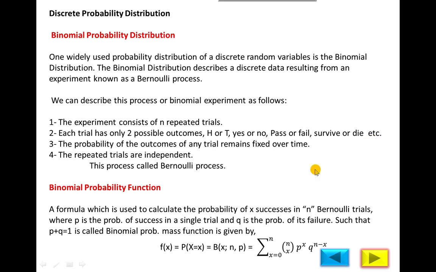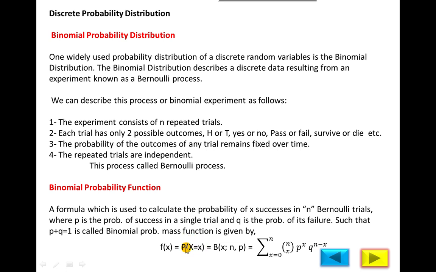So if any variable satisfies or follows these characteristics, then we use the binomial probability distribution. The binomial probability function, meaning the formula, is used to calculate the probability of x successes in n Bernoulli trials, where p is the probability of success in a single trial and q is the probability of failure, such that p plus q equals 1. It is called the binomial probability mass function, and is given by this. This is the formula of the binomial probability distribution. In general, we use f of x for the probability distribution. We use probability of X equal to x.